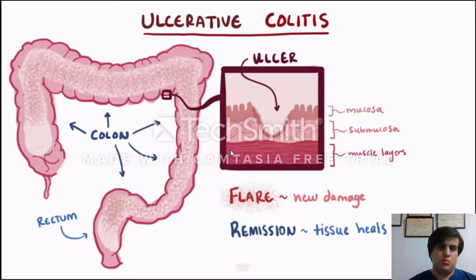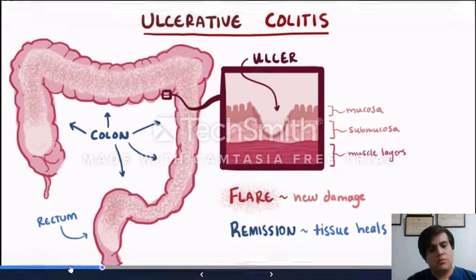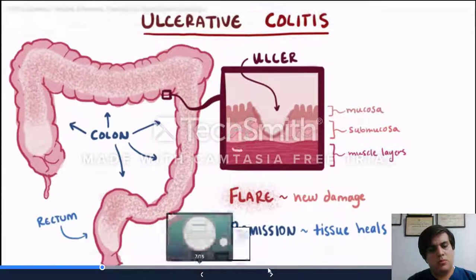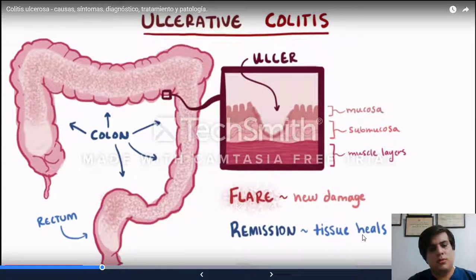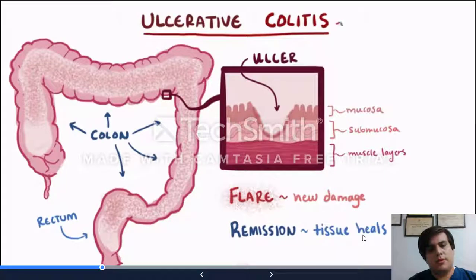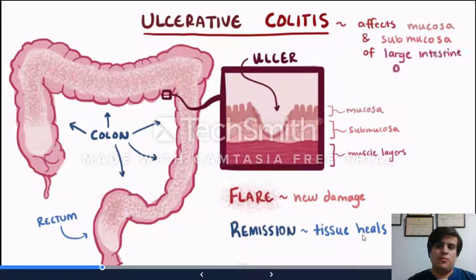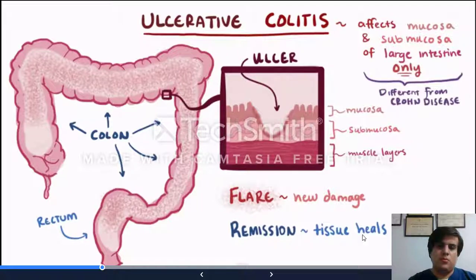Ulcerative colitis is actually the most common type of inflammatory bowel disease. Not that there are that many, but this one causes inflammation and ulcers in the mucosa and submucosa of the large intestine only, which is an important point that sets it apart from Crohn's disease.